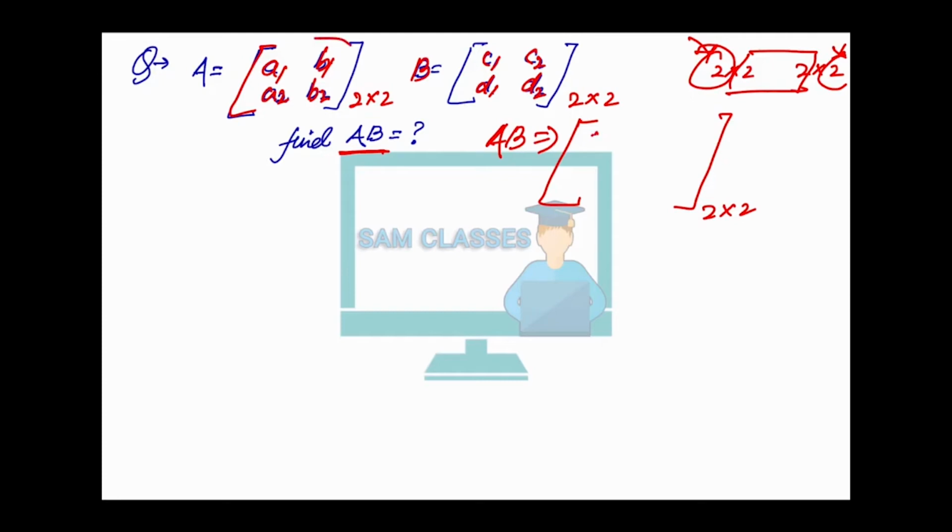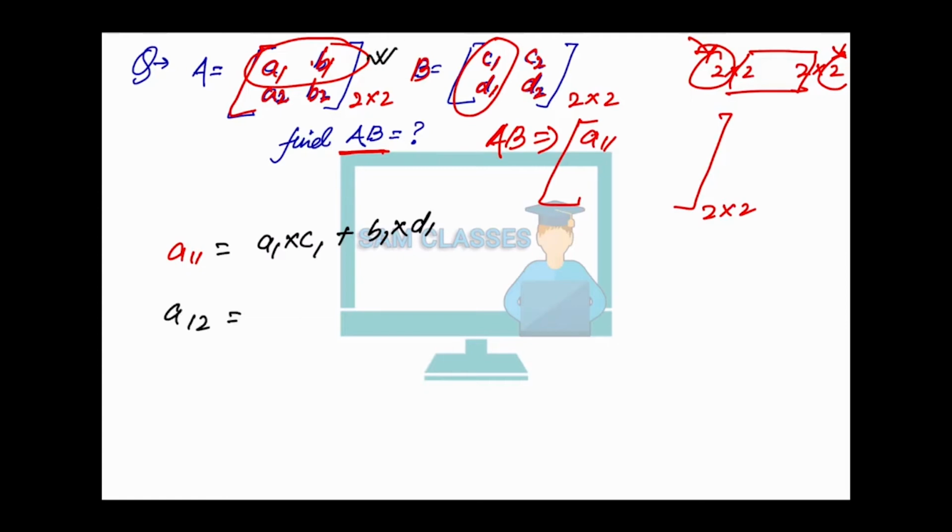So first we'll take the first one. A11 will be nothing but first row and first column, so that is equal to A1 into C1 plus B1 into D1. We got it. Okay, A12 is equal to first row here and second column here, students: A1 C2 plus B1 D2. Very good, students. Now, if you have got the same thing, very good. You have understood the concepts.